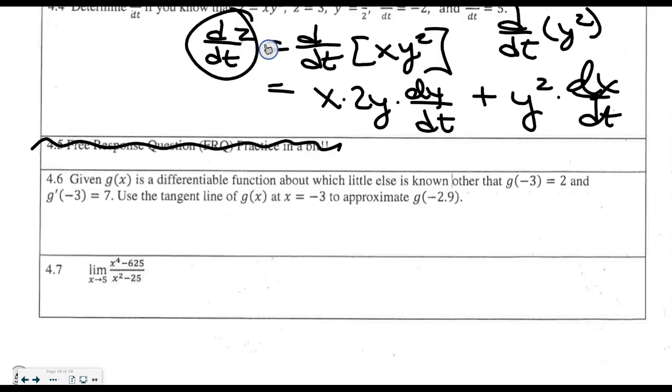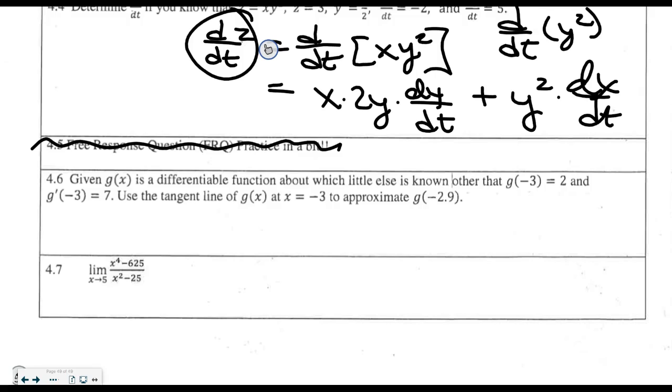About which little else is known other than g of negative 3 equals 2 and g prime of negative 3 equals 7. What's your point? Not like, what's your point, but what's the point? Negative 3 comma 2. What's the slope there? 7. That's not calculus, that's algebra, right? y minus the y, you know. So y minus 2 equals 7 times x plus 3. Don't move on. If it asks for the equation of the tangent line, you're done.